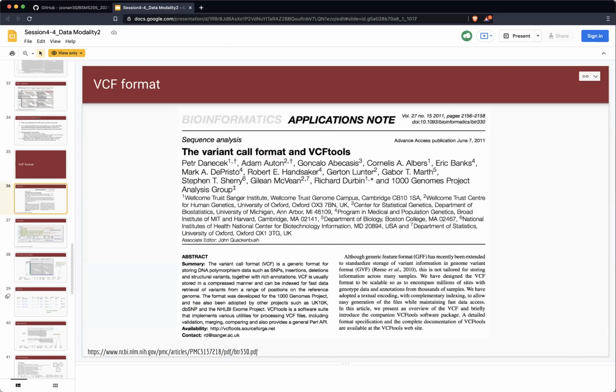So VCF is a very particular format for the variant calling.